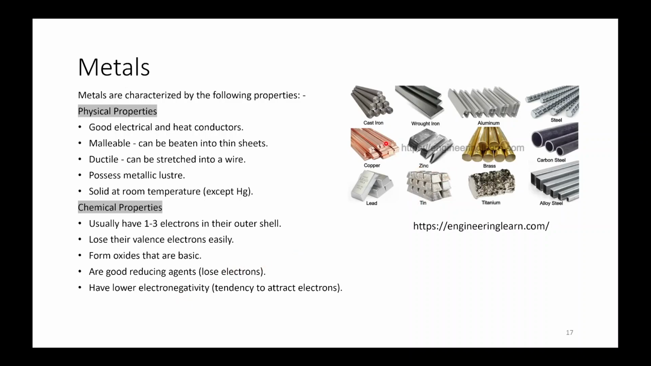Now these are some of the examples, like cast iron, wrought iron, aluminium. All alloys will also be counted as metallic materials.